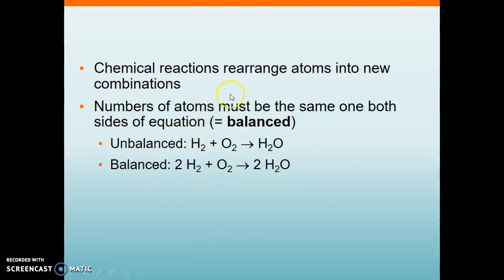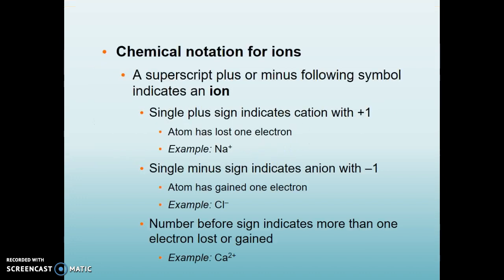Chemical reactions rearrange atoms in new combinations. Well, here we started out with hydrogen, and we start with oxygen, and we form water. But the number of atoms on each side of the equation, each side of that arrow, must be the same. And that's called balancing the equation. You do not have to know how to balance equations. We've already talked about the superscript with ions, positive and negative ions.